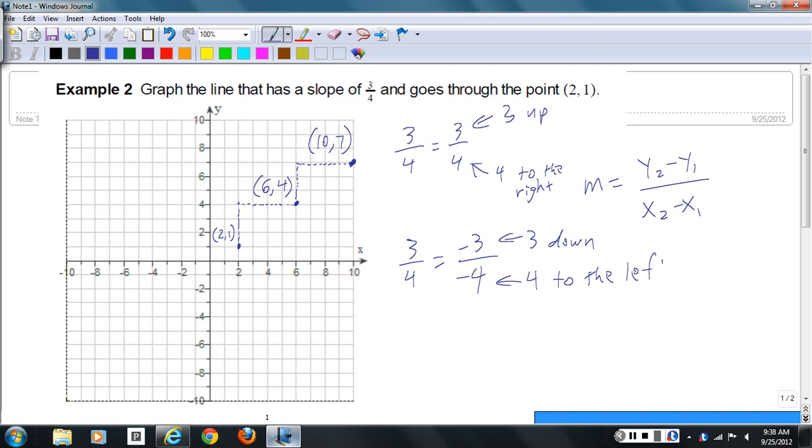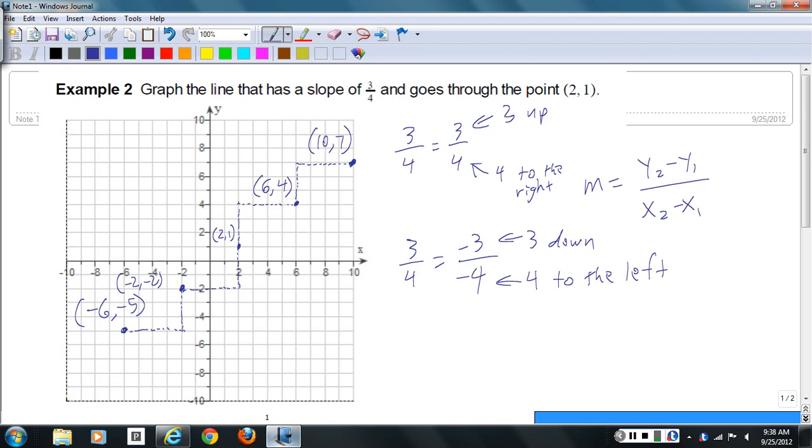Of course, we already have plenty of points, but just in case we needed to go the other direction, I want to give an indication of how to do so. 3 down, 4 to the left, looks like (-2, -2). Could keep doing that if we wanted to. 3 down, 4 to the left, and what's that point? Negative 5? Okay, so plenty of points on this line.